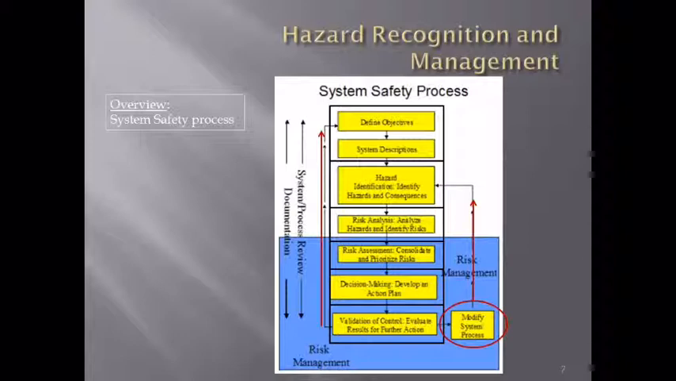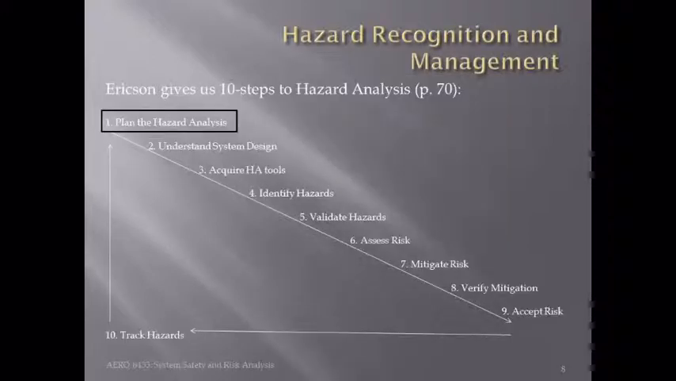So we talked about the closed-loop process generically, the closed-loop process as it relates to system safety, and that hazard analysis process is hand in hand with the system safety process. So now let's go to the 10 steps of the hazard analysis process that comes from our Erickson text.